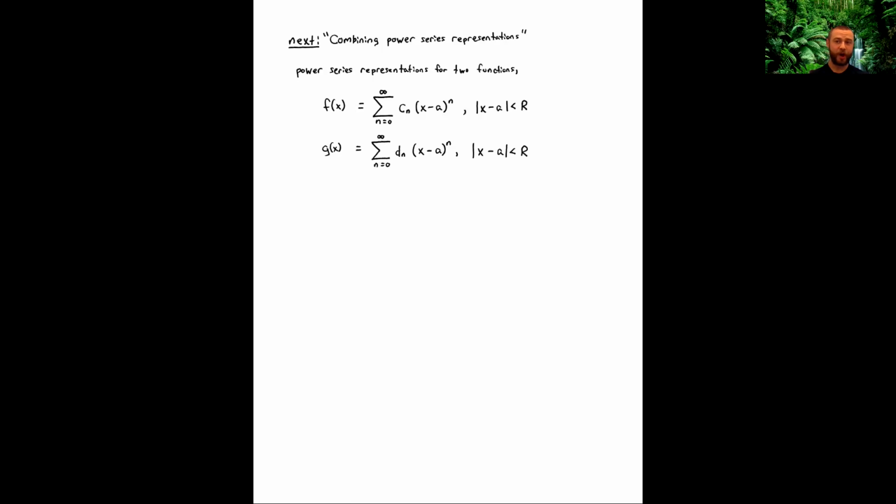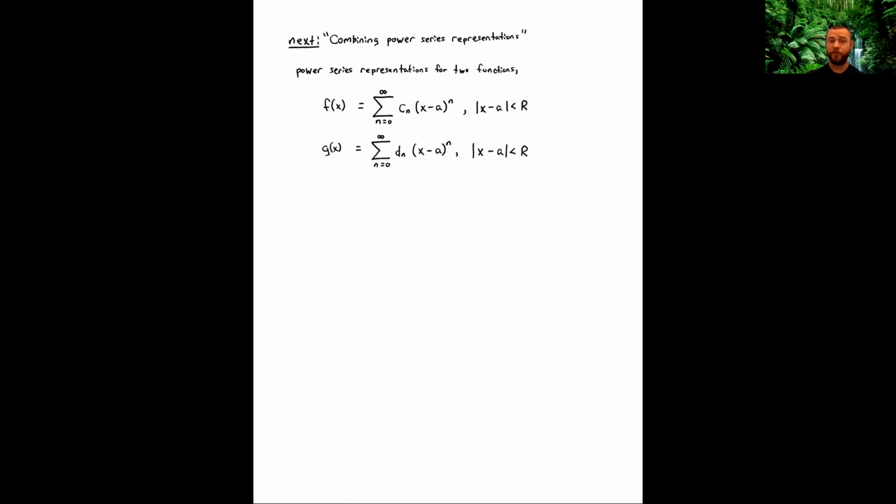F of x has its coefficients denoted by c sub n. G of x has its coefficients, which might be different, denoted by something else. We'll go with d sub n. The coefficients could be labeled however you want. What's worth pointing out here is that both these power series representations for these different functions are valid within the same interval of convergence. Absolute value of x minus a less than r, where r is the radius of convergence.